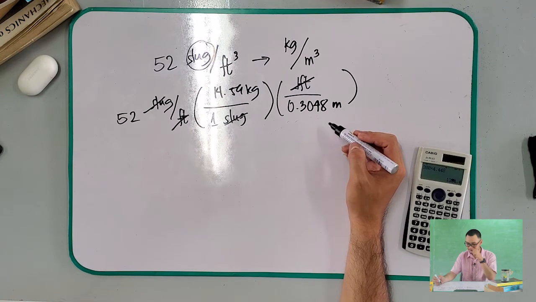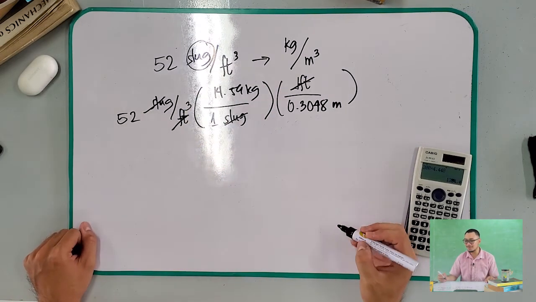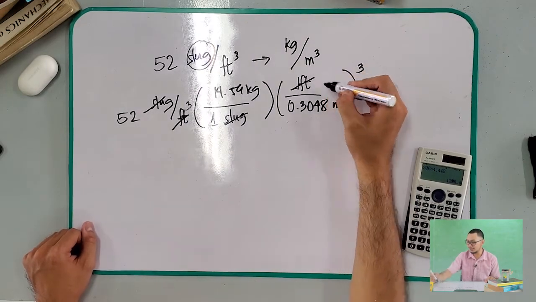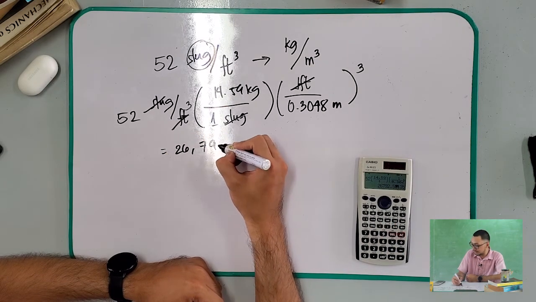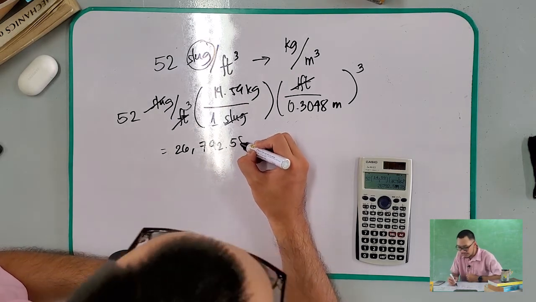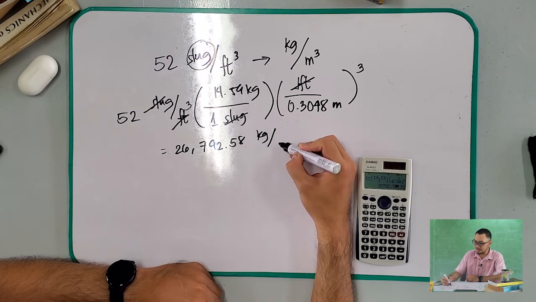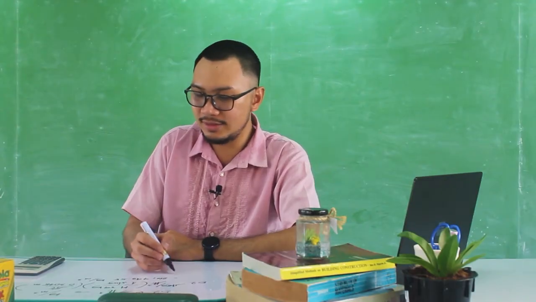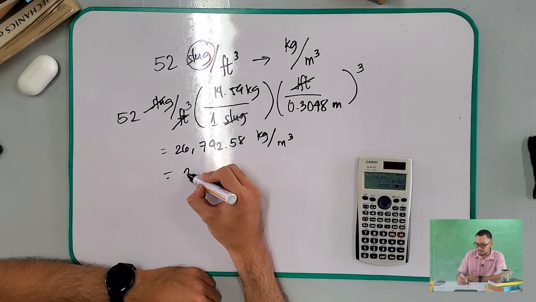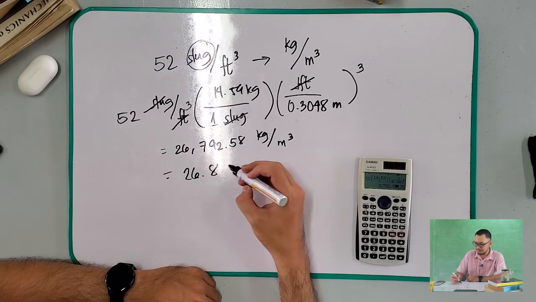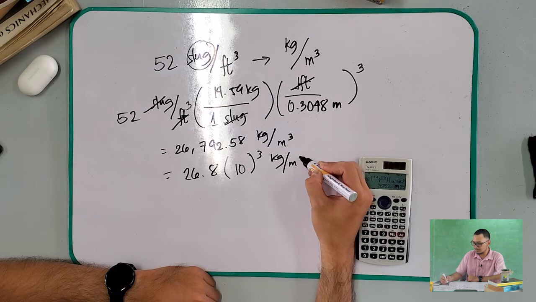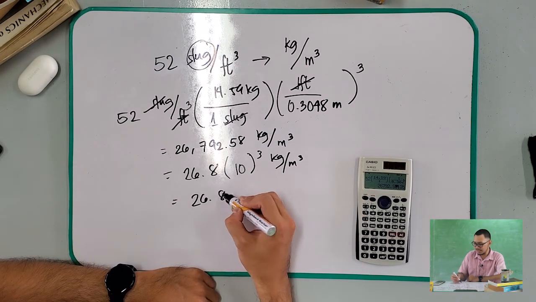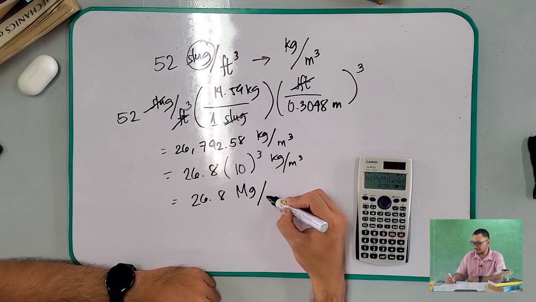What remains is kilogram per meter. But take note, this is cubed. So what do we do? We cube this so it becomes feet cube per meter cube. So, calculate that. The answer is 26,792.58. This is in kilograms per cubic meter. And, apply the rule, 26.8 times 10 to the power of 3 kilograms per meter cube, or simply 26.8 megagrams per cubic meter.